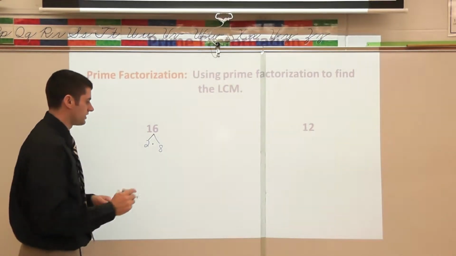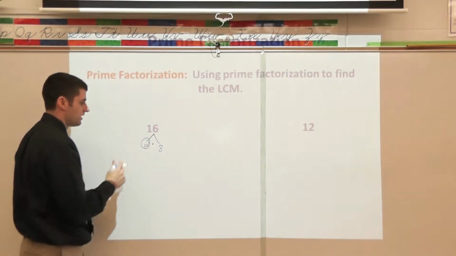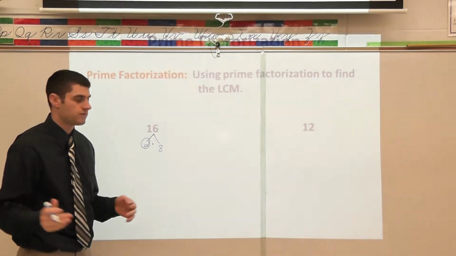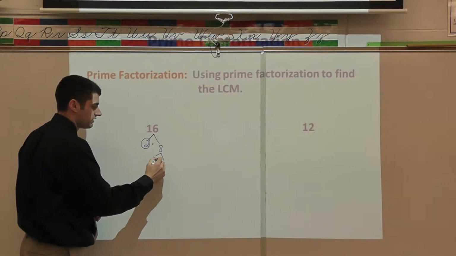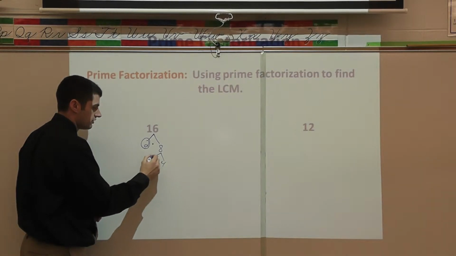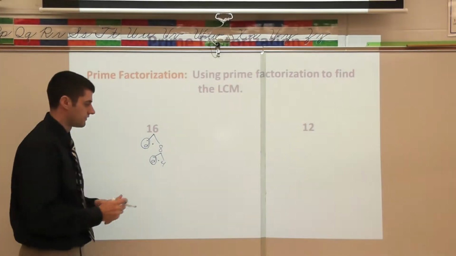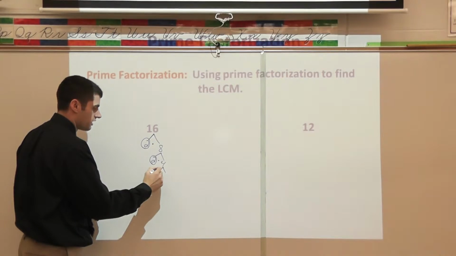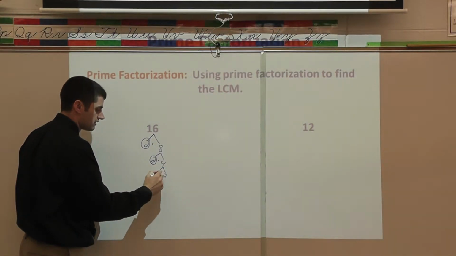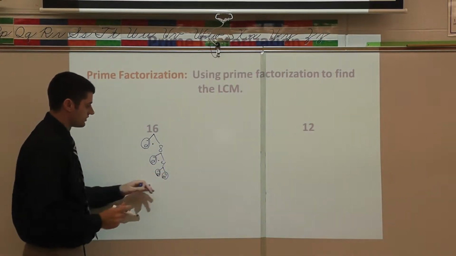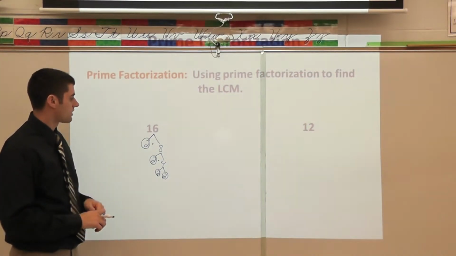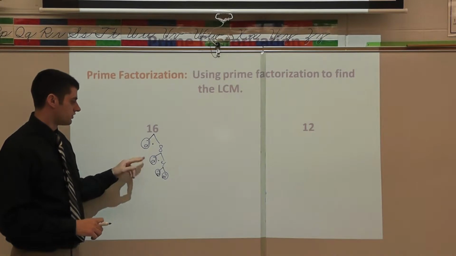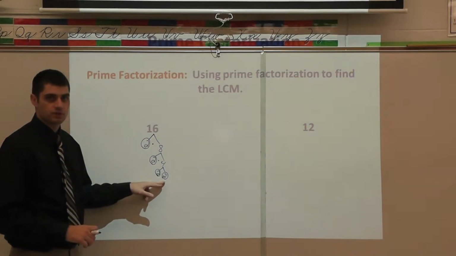Anytime I have a prime number, I'm going to circle it. Well, 2 is a prime number. I can't factor that number out anymore. I take a look at 8. I know that I can break 8 into 2 times 4. Well, 2 is a prime number, I'm going to circle that one. And I know I can break 4 into 2 times 2. I would circle those. I just used prime factorization to figure out my prime factors for 16, which are 2 times 2 times 2 times 2.